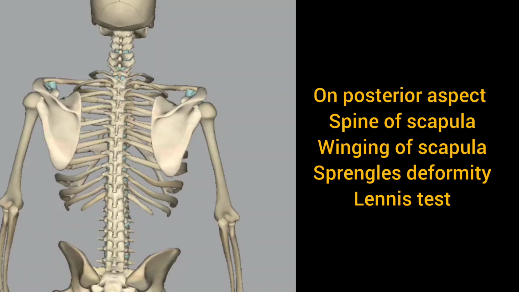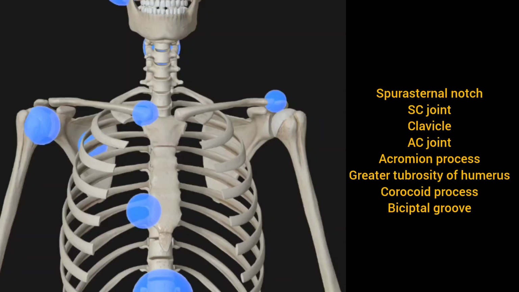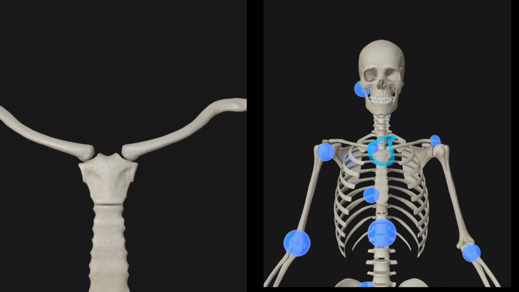Okay, then next is the palpation part. For palpation, on the anterior aspect, we mainly focus on the suprasternal notch, SC joint, clavicle, acromioclavicular joint, acromion process, greater tuberosity of the humerus, coracoid process, and bicipital groove. These are for palpating the bony aspect anteriorly.